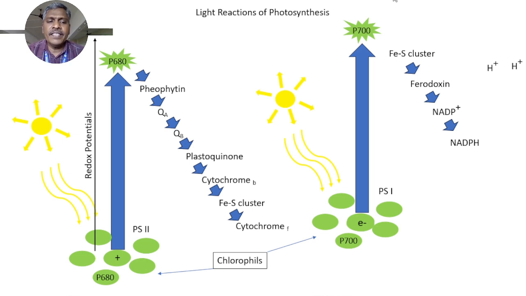Now, since P₆₈₀ lost an electron, it needs an electron back to become a neutral molecule. That's where splitting of water, or photolysis, comes in. An enzyme complex called the oxygen evolving complex in photosystem 2 splits water into oxygen, protons, and electrons. This electron goes to P₆₈₀, and the protons stay in the thylakoid space, helping to create a proton gradient.